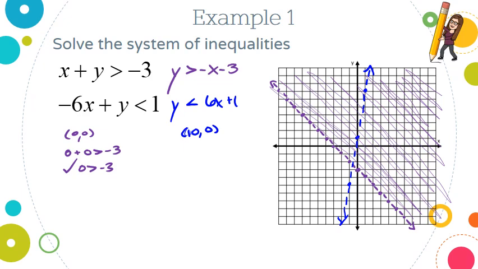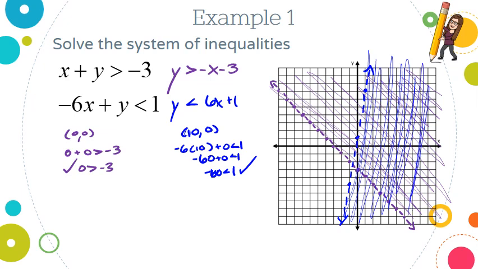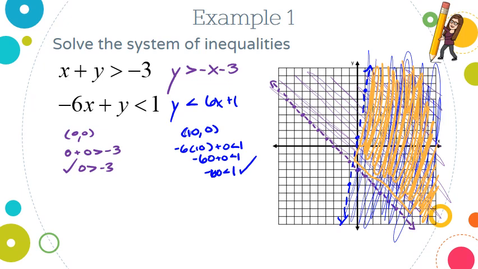That's just a preference. So if I plug that back into the original equation, -6 times 10 plus 0 less than 1, -60 plus 0 less than 1. Is -60 less than 1? Yes, it is. So I want to shade on the 10, 0 side of my graph. And by doing that, I've now created that region of values. So I'm going to just emphasize that using a third color to show that that is my region of values.